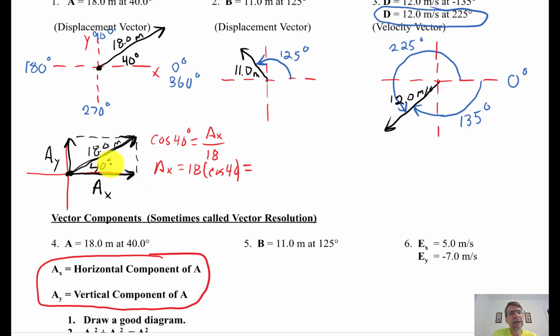I didn't write that on the diagram. All of those had 3 sig figs. So I can go to 3 sig figs in this calculation, 13.8 meters. So 13.8 meters is my x component. That's very important. So that's what we say is the component of that vector in the x direction.